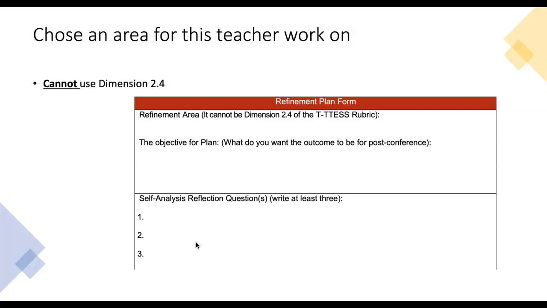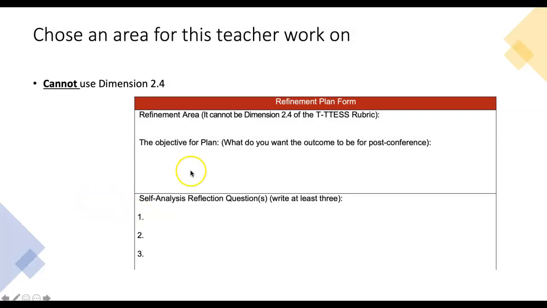Now, last week we had you do a coaching plan on dimension 2.4, which was differentiated instruction. So this week you can't use that dimension on the T-Test rubric. You're going to have to choose something else. So choose an area, choose something that's going to give you the best bang for the buck, or maybe something that's going to give you a quick win. You know, the teacher's going to catch on to it fast. It's going to start building their self-esteem. And then you can start working on other areas. Maybe it's something you can fix fairly quickly.